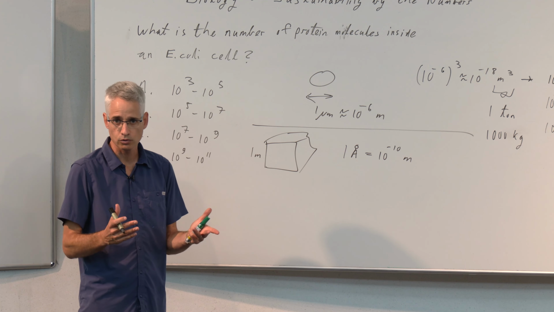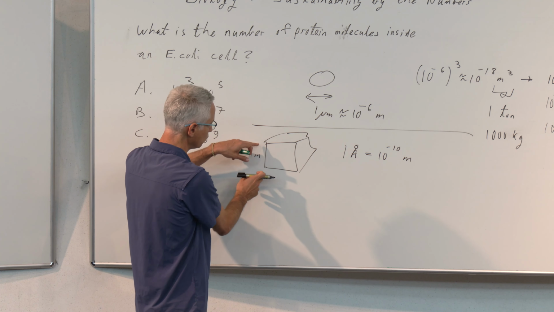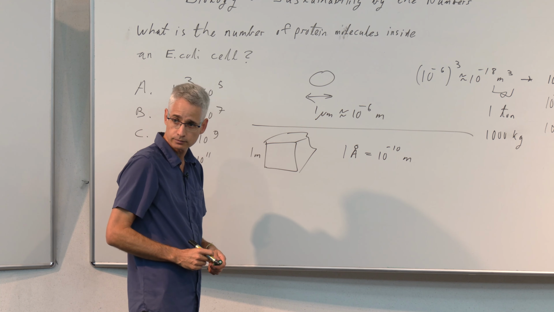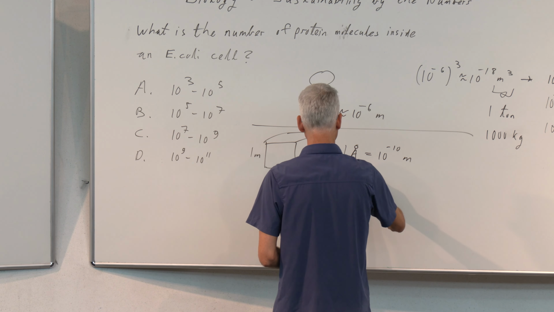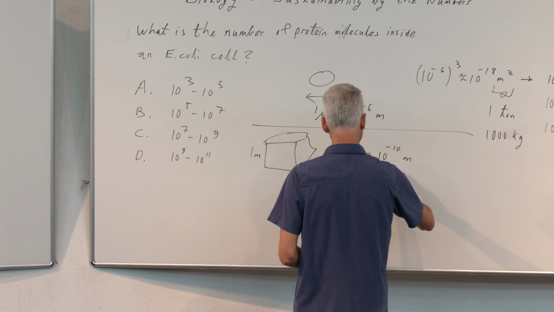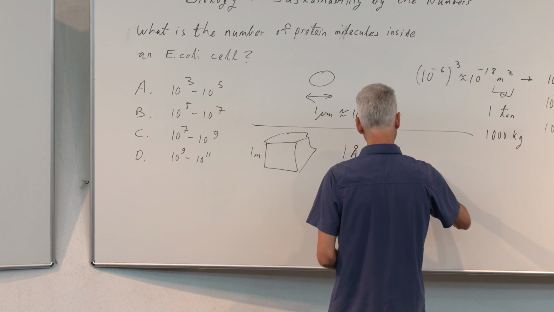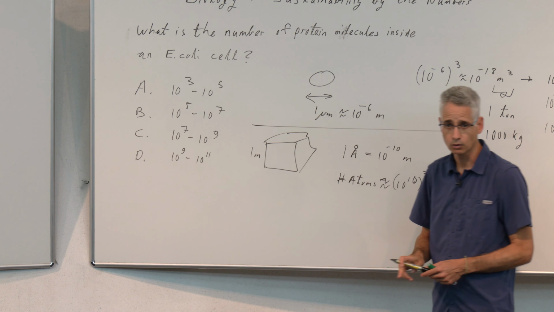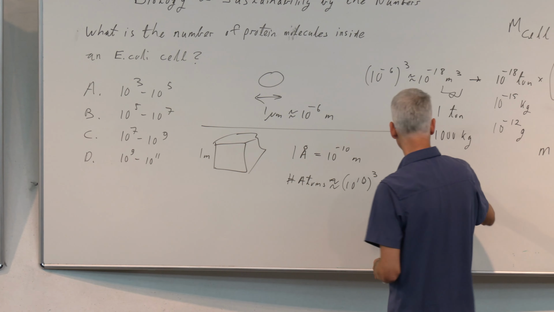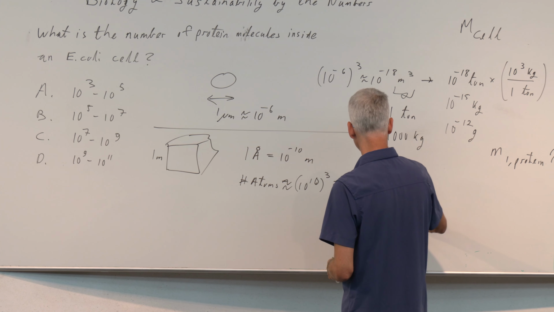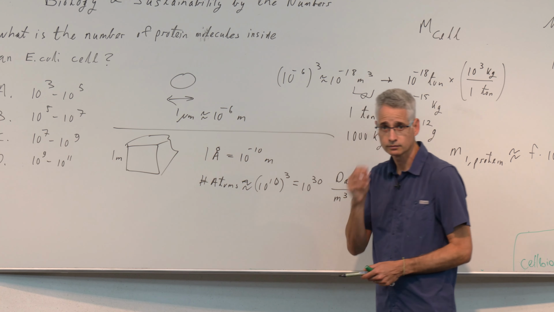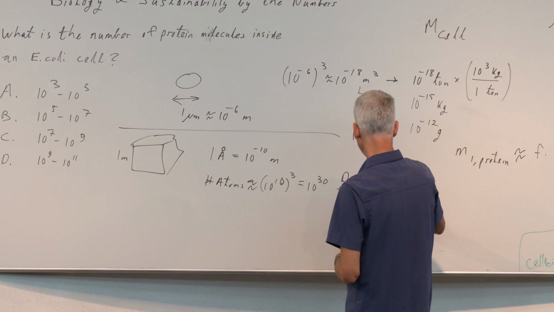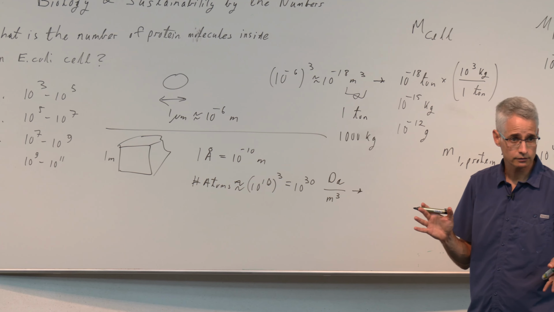How many such atoms could sit inside? With 10 to the minus 10, I could put 10 to the 10 here, times 10 to the 10, times 10 to the 10. So the number of atoms is roughly 10 to the 10 cubed, which is 10 to the 30. So I have 10 to the 30 Daltons per meter cubed. Good. A meter cubed is like a ton, right?